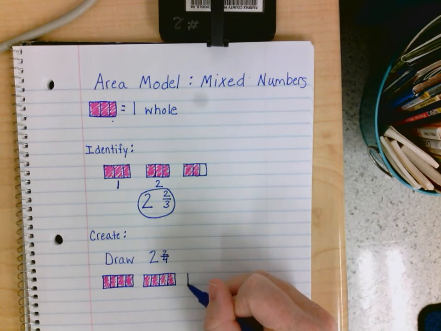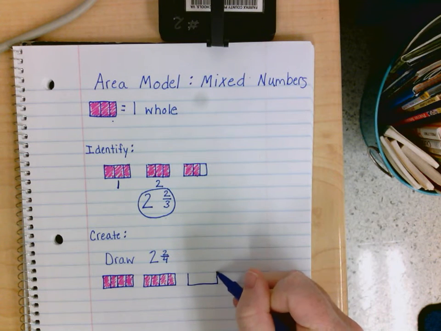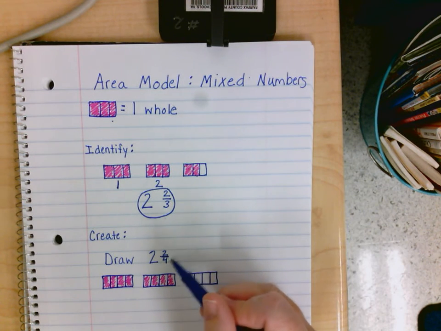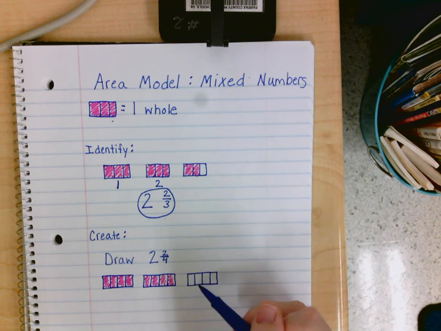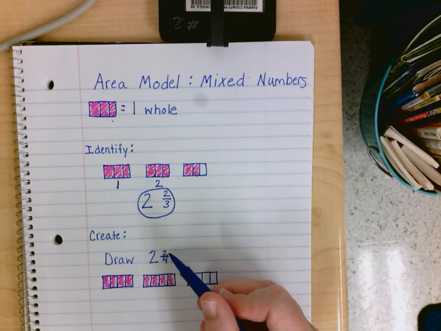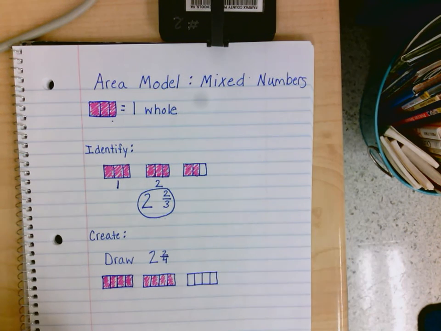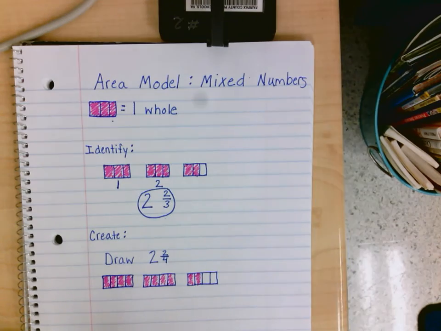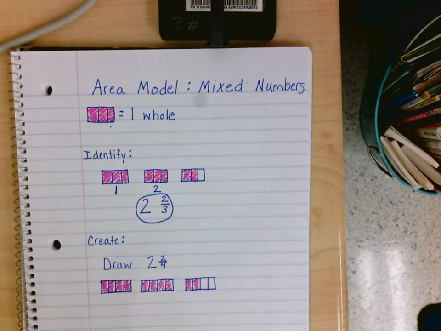Then I'm going to look at the fraction. So my next shape is going to be also divided into fourths. And when I look at this fraction, I'm looking at how many fourths are shaded. And the numerator is telling me 2/4 are shaded. So I'm going to shade in 1/4 and 2/4. So now I have drawn the picture to go with 2 and 2/4. 1, 2, 2 and 2/4.